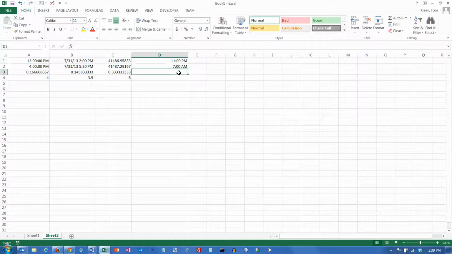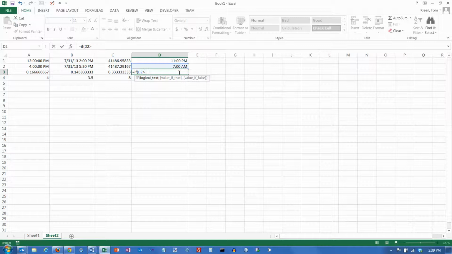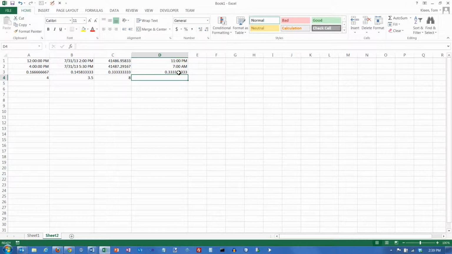So what do you have to do when that happens? Well, you have to do an IF. Let's do an IF, and we need a logical test. So if this number is bigger than this number, then all I want to do is subtract the big one minus the little one. But if it's not, what I need to do is take D2 and add 1 to it, and then subtract D1, and enter.